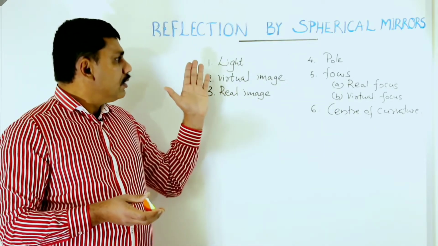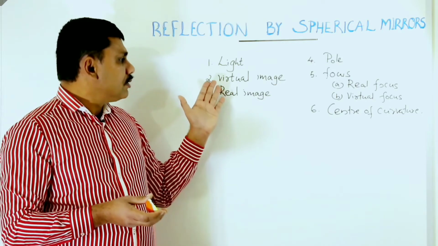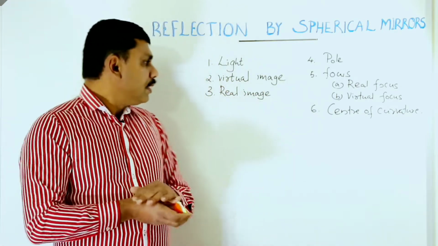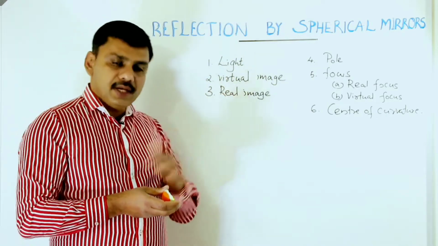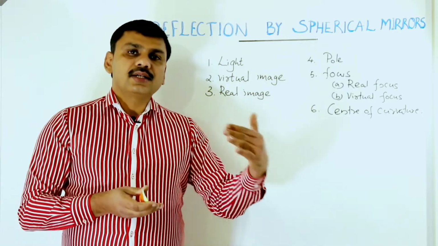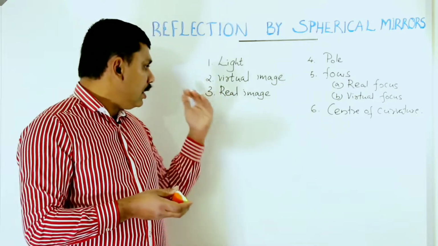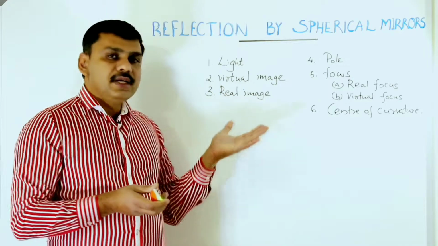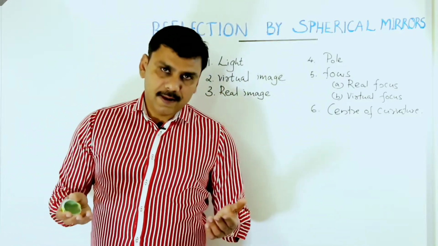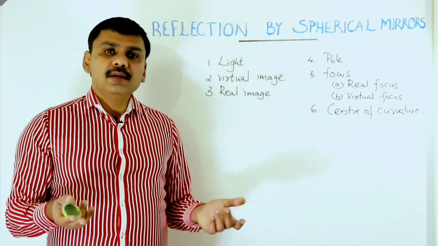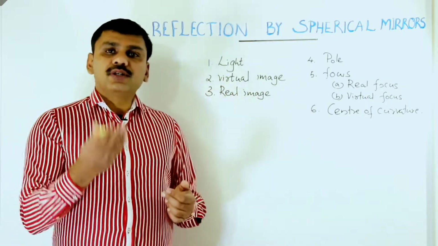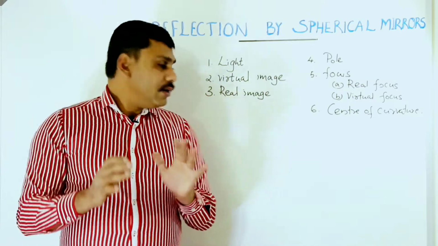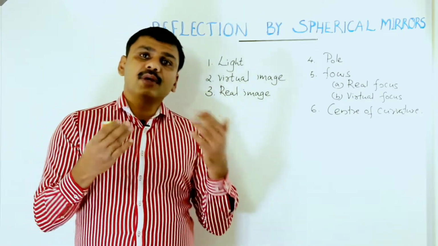So here we discussed the difference between virtual image and real image. That's an important thing. A virtual image is an image you can't take on a screen, but a real image you can take on a screen. An example of a virtual image is when you stand in front of a plane mirror. You can see your virtual image, but that image you can't take on a screen.